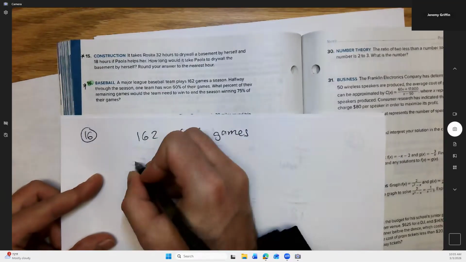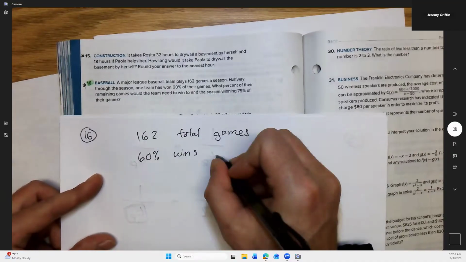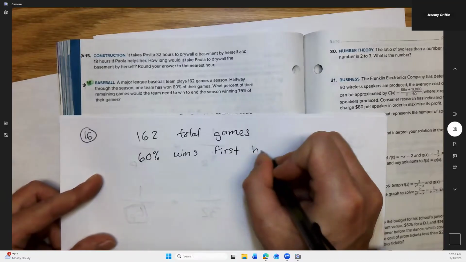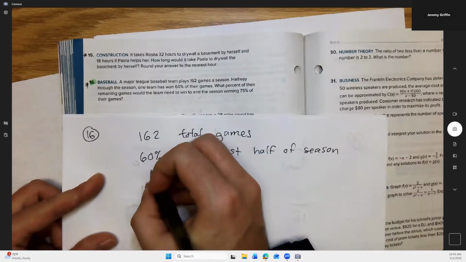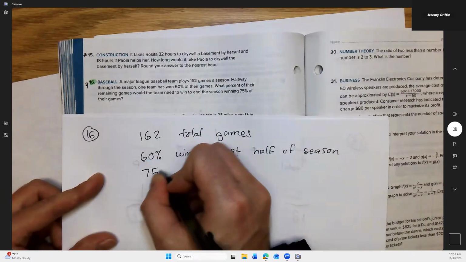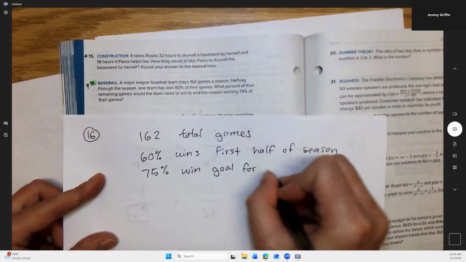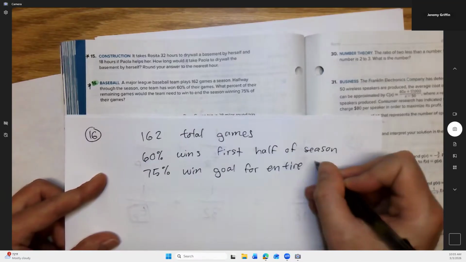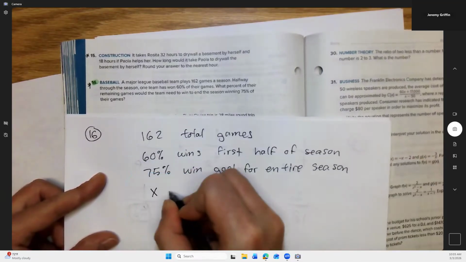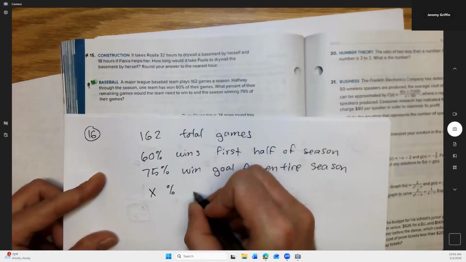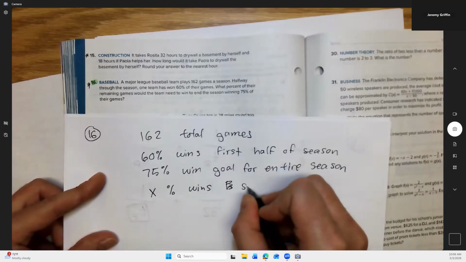And then halfway through the season, they win 60%. Wins for first half of season. And they have a 75% win goal for the entire season. So I'll say X percent wins in the second half of the season.